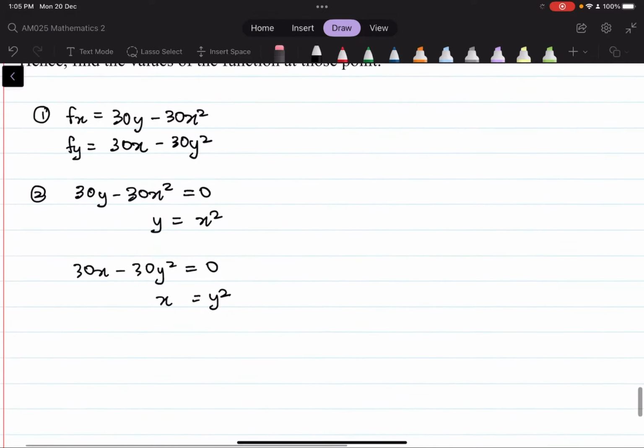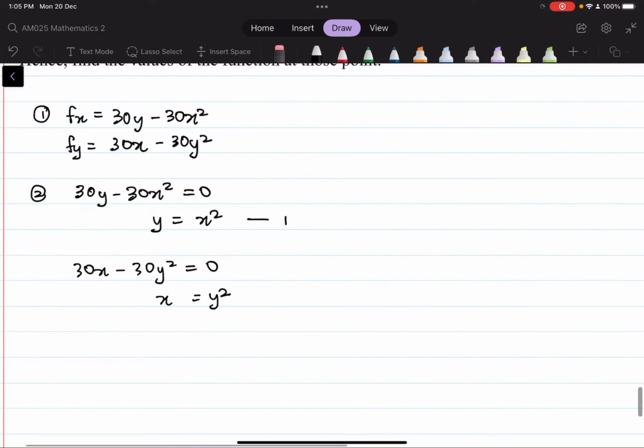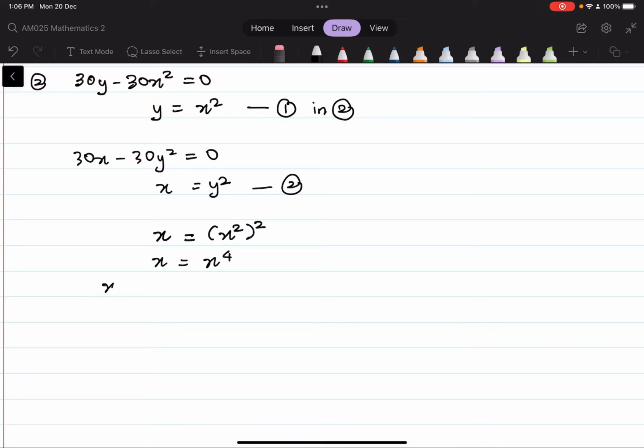So let us substitute y = x² into x = y². So we're going to get x equals the square of x², which is x to the power 4. If I factorize, I'm going to get x(1 - x³) = 0, and x = 0, x = 1.